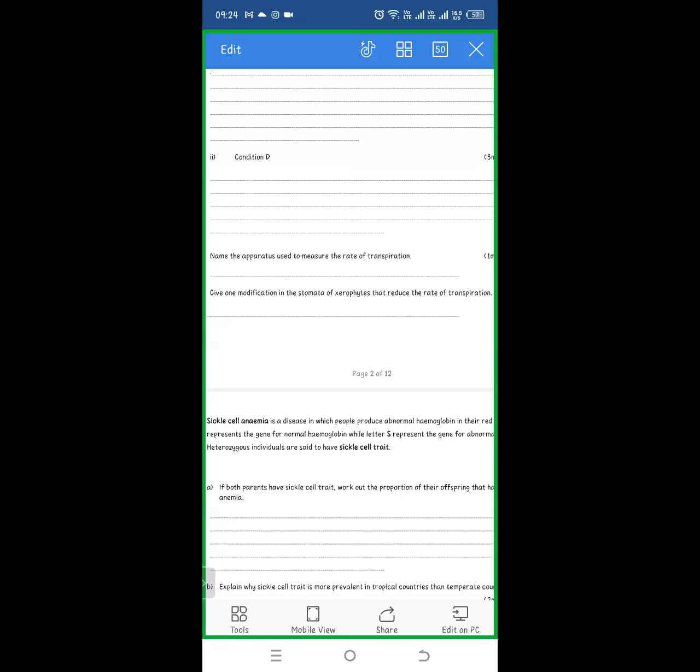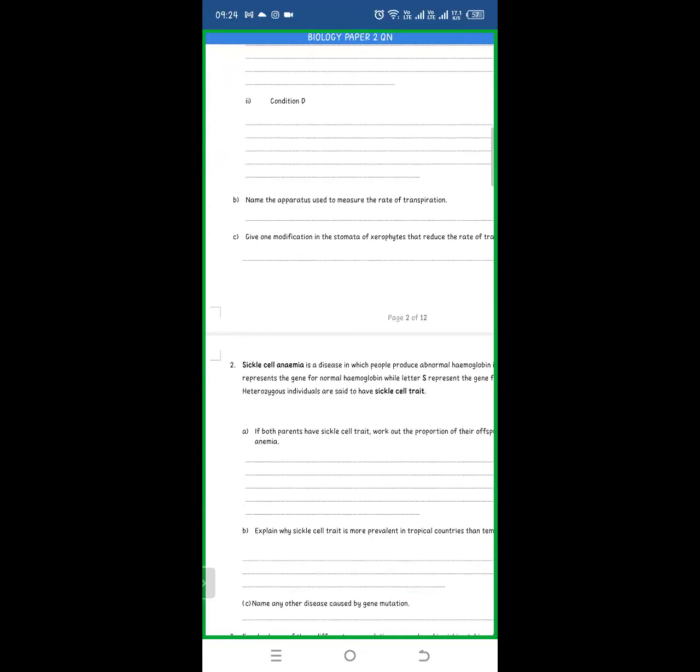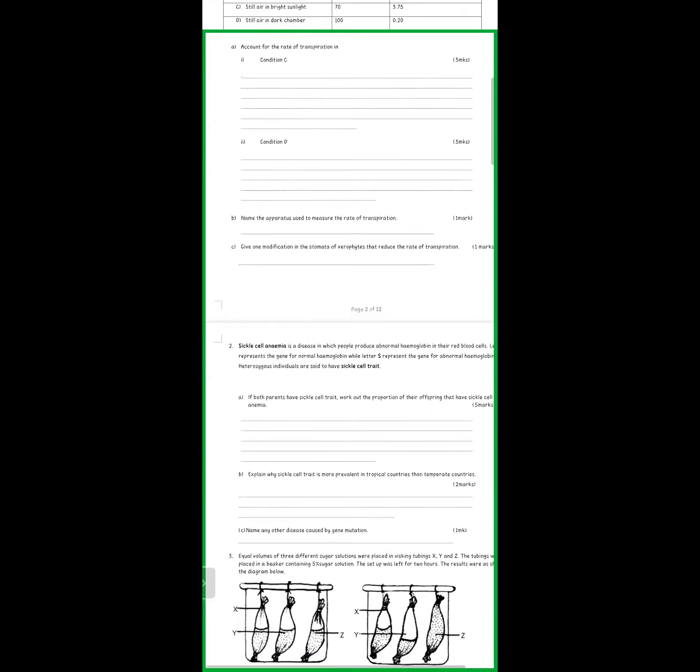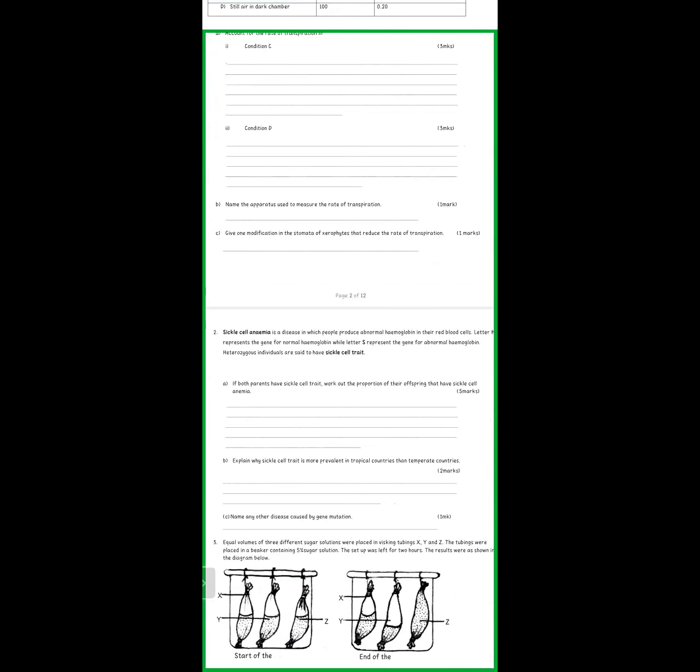Modification has been made to the structure of that stomata to bring about reduced rate of transpiration. So we talk about sunken stomata, hairy stomata, and small stomatal apertures. And that makes the three of them. So any of those three can score, while others are phenomena, but not structural adaptations.